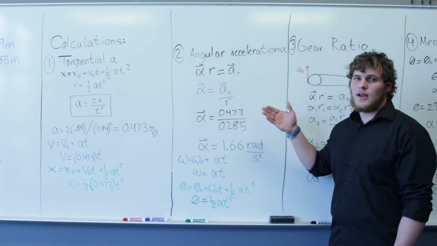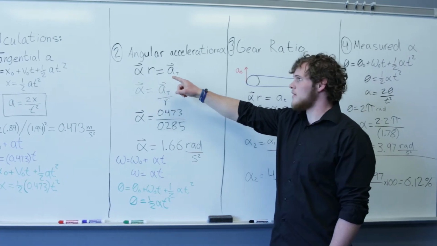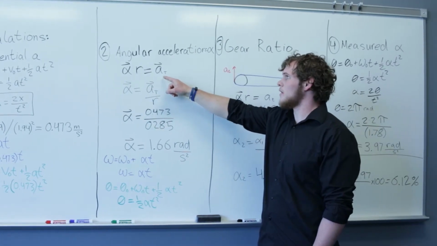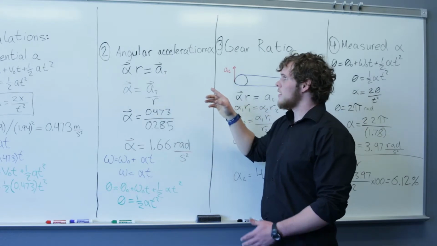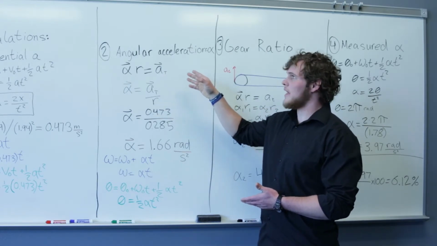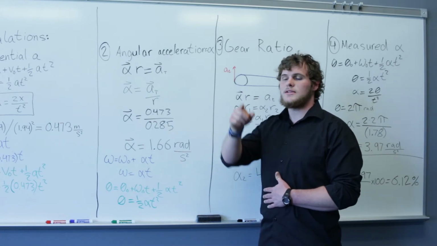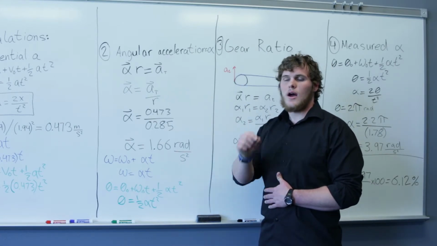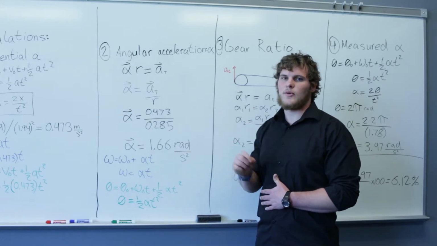The second equation that we're going to use is alpha r is equal to tangential acceleration. What we're going to do here is calculate the angular acceleration of the first wheel by relating it to the tangential acceleration of the weight, which was coming off of the rope wrapped around that first wheel.